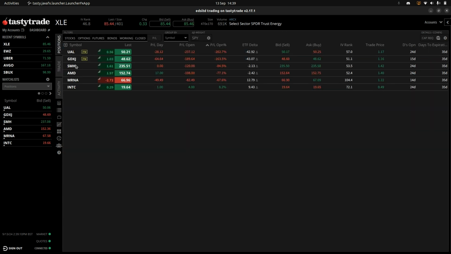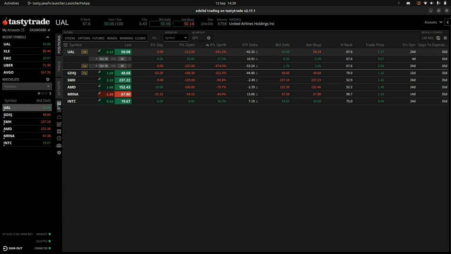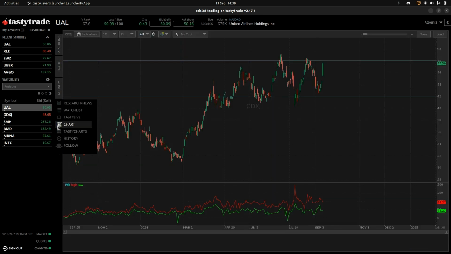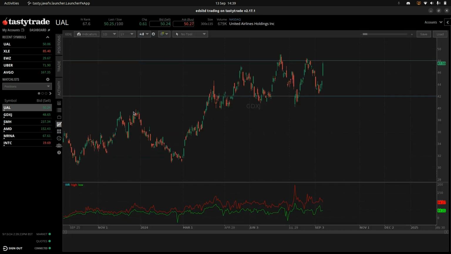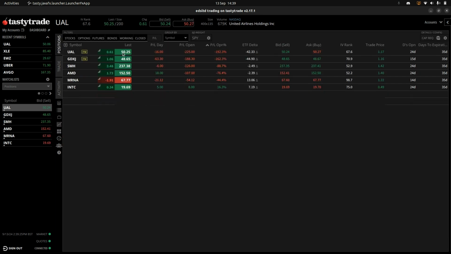Managing them is a different story. So as we can see here, UAL, we are in the money on this. Currently, markets just opened up not too long ago. UAL, apparently we are in the money. The chart's just not updating for some reason. But as we can see here, we are in the money on UAL.